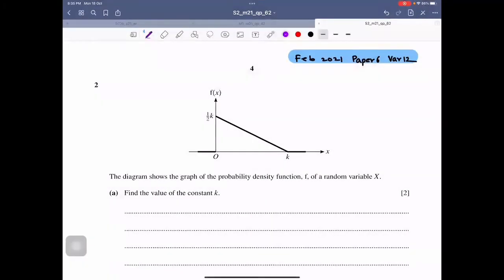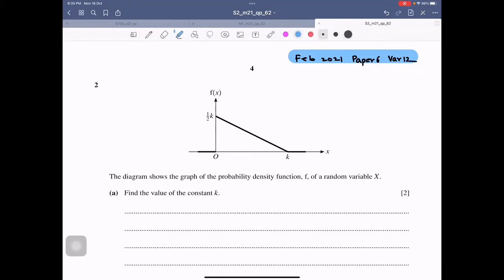Let's look at this question. This question is about CRV, that is continuous random variable. The diagram shows the graph of a PDF f of a random variable x. We have the x-axis, we have the y-axis, we have the y-intercept, we have the x-intercept. Find the value of the constant k.